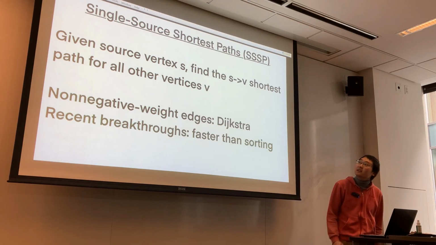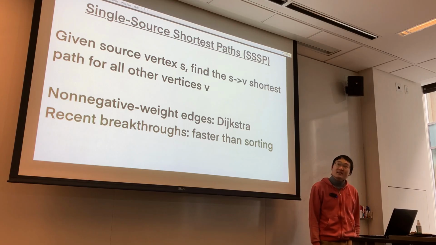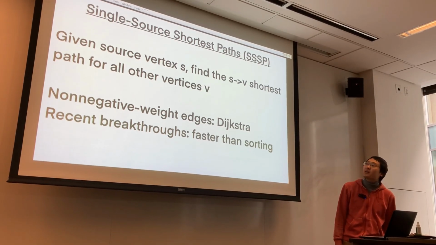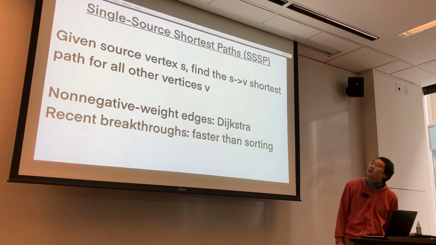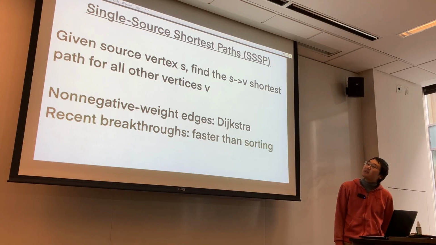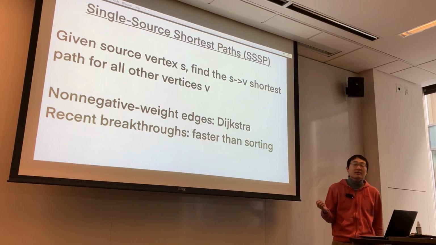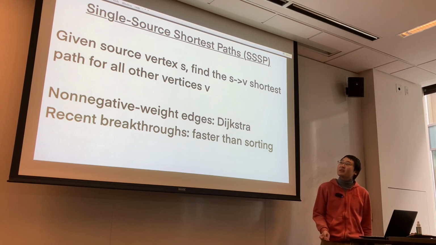Okay, so let's get started. In this talk, we'll look at the single source shortest path problem, the classic problem of combinatorial optimization. Given a source vertex called S, you want to find the S to V shortest path, let's say just distance for now, the weight of the shortest path from S to all other vertices V.